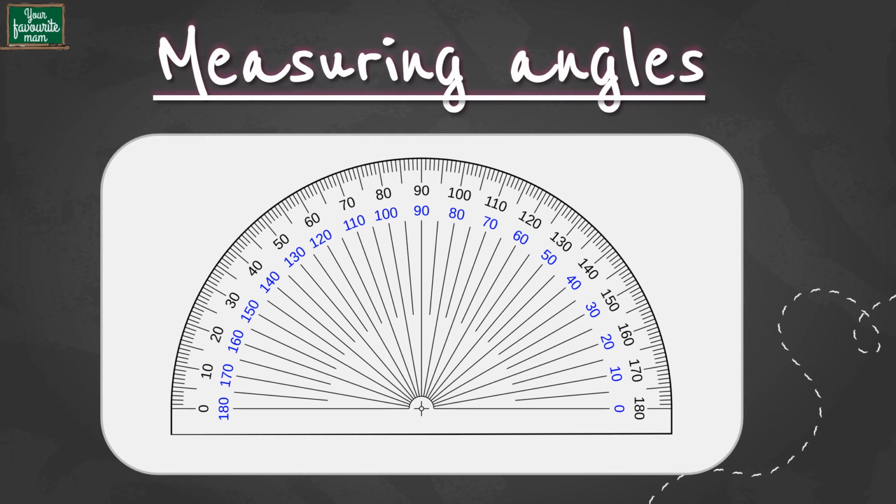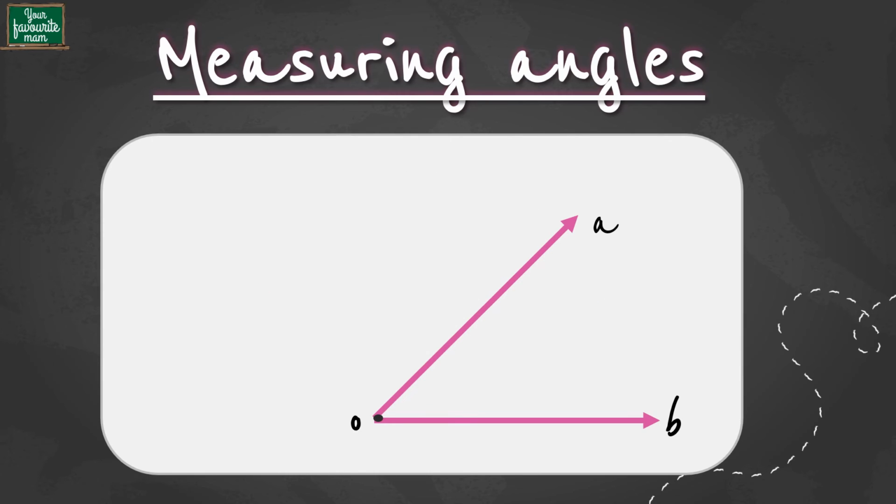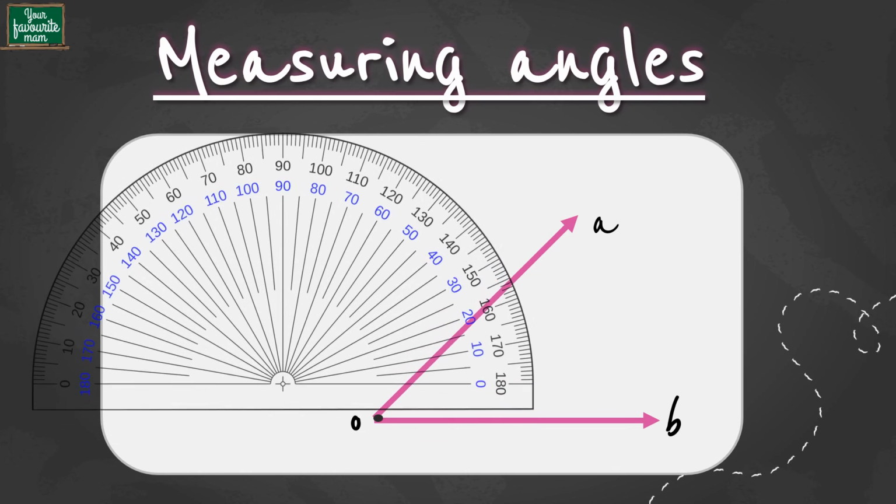Now let's see how we measure angles. Angles are usually measured using protractors. Protractors are just like our ruler scales. Instead of inches and centimeters, it measures in degrees. Now let's try and learn how to measure angles. To measure the angle formed by ray A and ray B intersecting at a point, we will need a protractor.